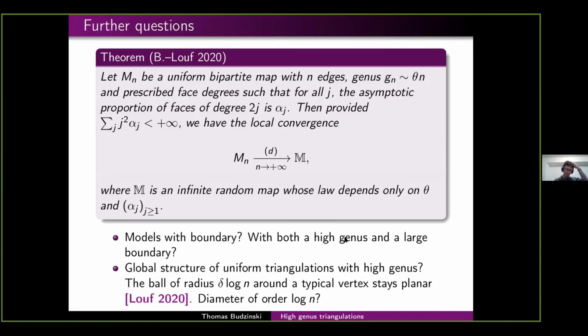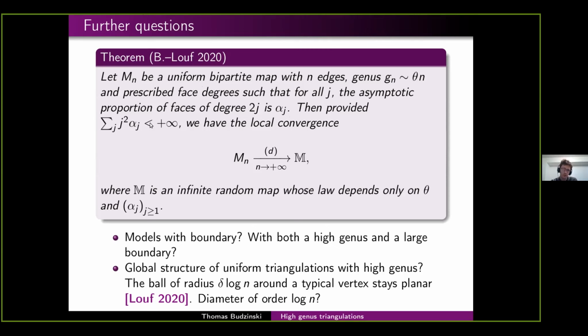Okay, so I'm just going to finish with a more recent result that we proved. A very natural question is: is this result restricted to triangulations? And we actually proved a similar result in a much more general setting. So we consider bipartite maps, which means that all the faces must have even degrees. We assume again that the genus is proportional to the size. So now the size is the total number of edges. And that we have prescribed face degrees. So we assume that we fix the number of faces of degree 2, of degree 4, of degree 6, and so on. We denote by alpha j the proportion of the faces that have degree 2j.